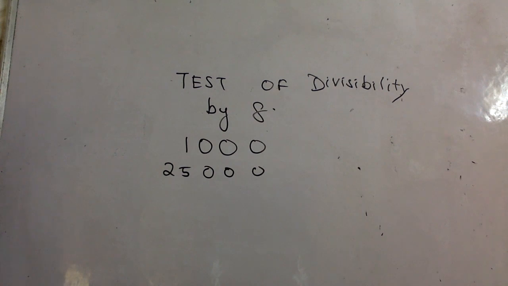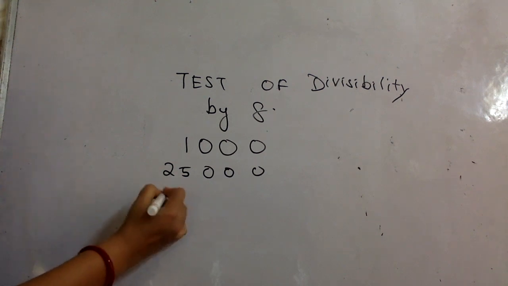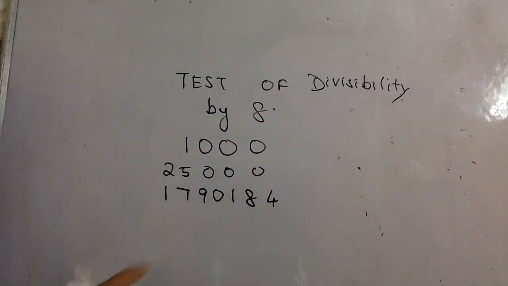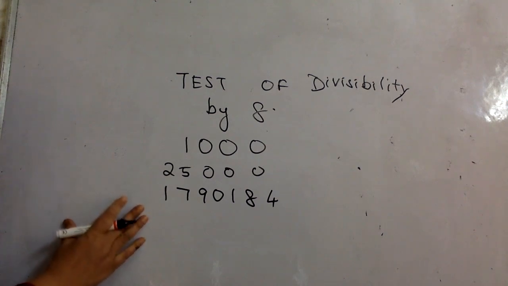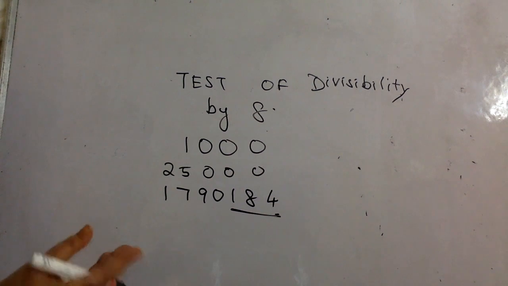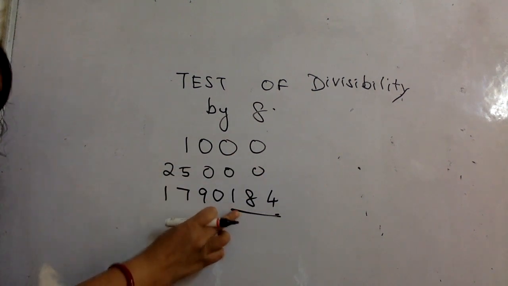Okay, so let us take up the number, let's say 1790184. Okay, so if we take 1790184 we'll check it for divisibility by 8. So these last 3 digits are the only things we are bothered about. We are not bothered about the full thing. We are bothered about only this much.